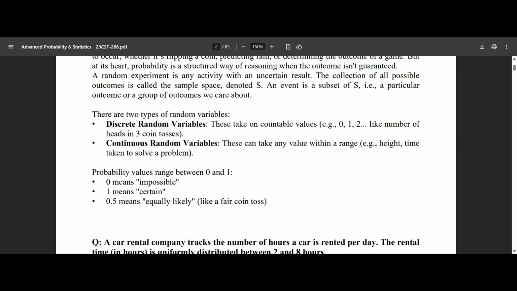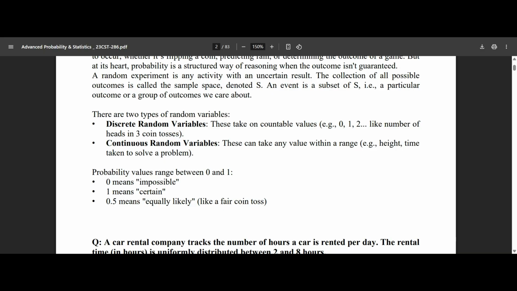Now, what is the range of probability values? Probability values range between 0 and 1, where 0 means impossible and 1 means certain. For example, what is the probability of the letter x appearing in the word probability? It is 0, because x is not there in probability.